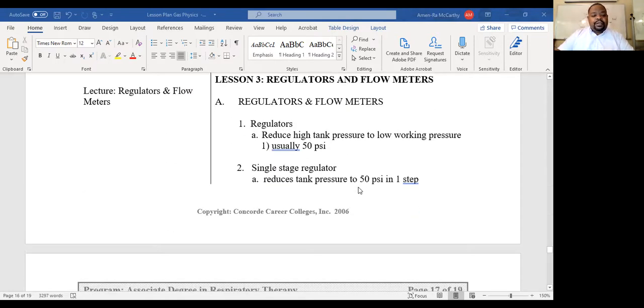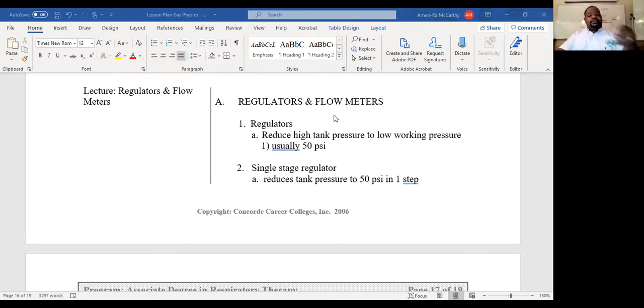So those are the two types of concentrators. Last thing is regulators and flow meters. I showed you regulators yesterday, okay? But we're going to talk about some specifics about the regulator and the flow meter, okay? So today I'm going to introduce you to this flow meter. This is considered a flow meter. Remember the little dial on the end of a regulator. That's also a flow meter, okay?